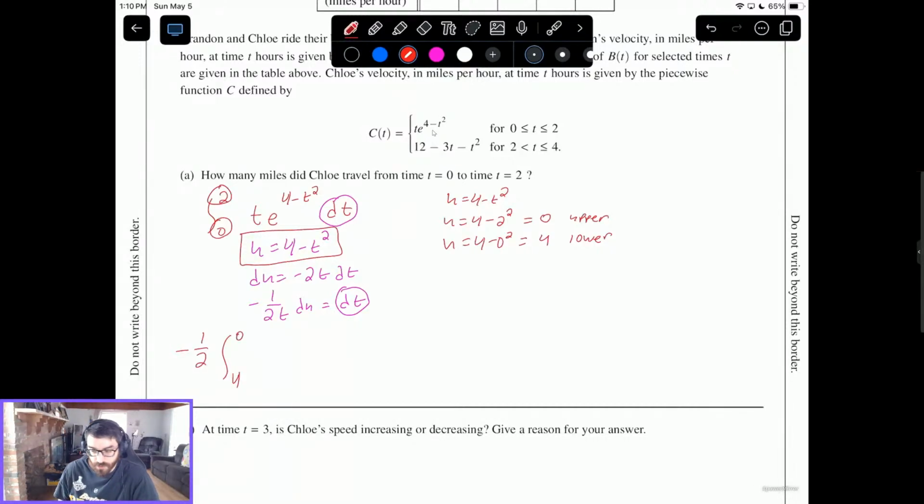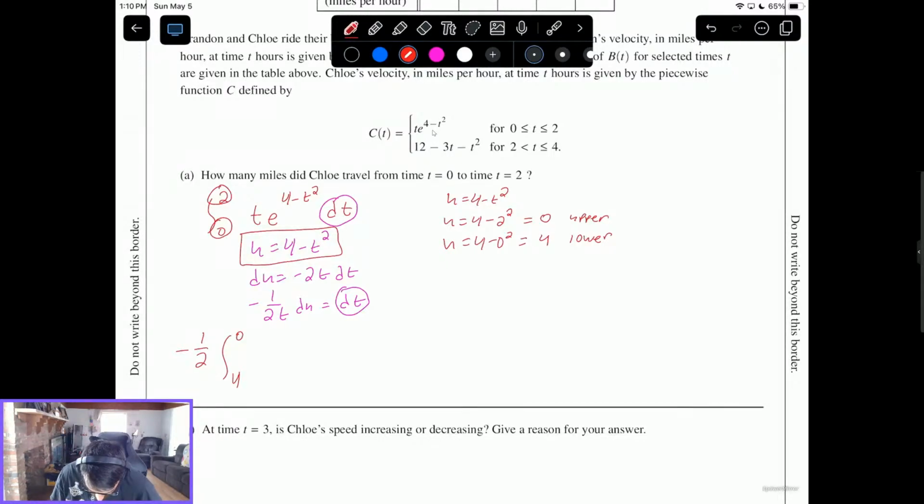And just remember, you have two choices. You don't have to necessarily do that. If you wanted, you could have left the bounds as 0 to 2, integrated the function, and then put the 4 minus t squared back in place of the u. It's up to you. I like to change the bounds so I don't have to worry about it later.